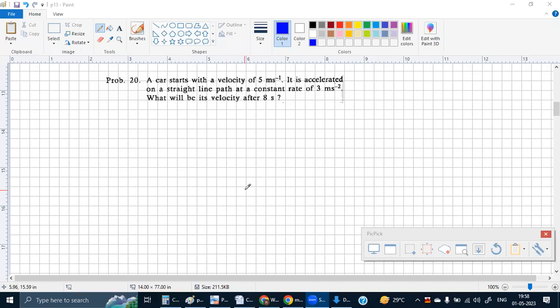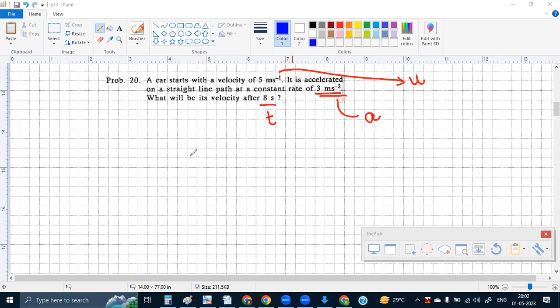This is the next question that you are going to solve. You are going to write down what data is given to you. You're going to use the formula of acceleration. You'll substitute the values and get the answer. Acceleration is already given to you, 3 meters per second square. This is acceleration. And this is the initial velocity. Sorry, this is the car starts with velocity. Okay, this is your initial velocity. Time is given. This is time.